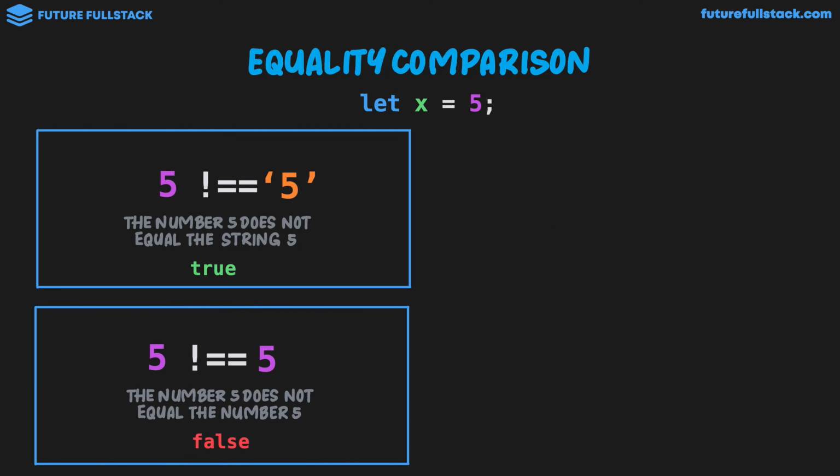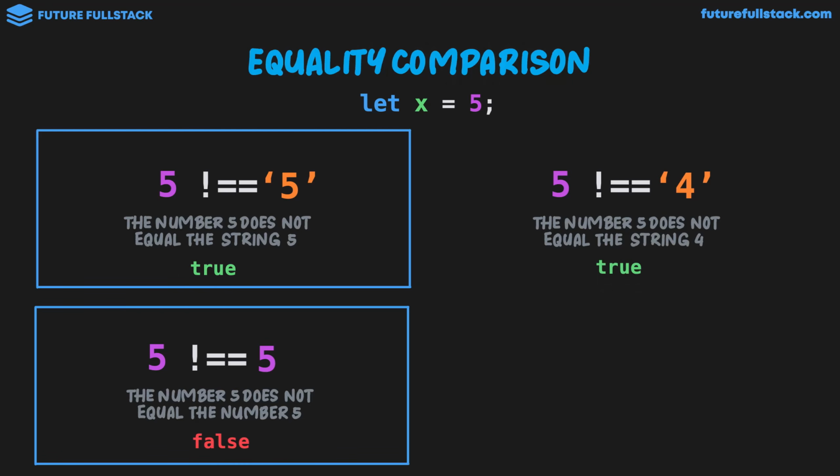For the next example, we'll look at x strictly not equal to the string 4. This gives us the number 5 does not equal the string 4. Well, this is true. It's true they're not equal because both the value 5 does not equal the value 4, and a number type does not equal a string type. So on both accounts, it's true that these aren't equal.